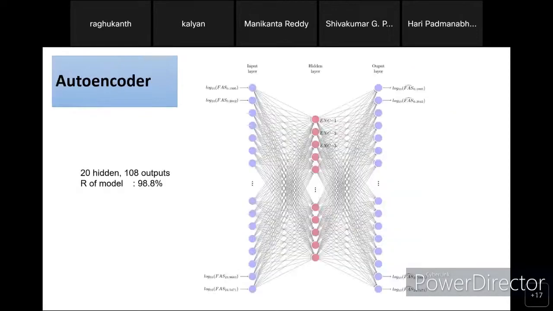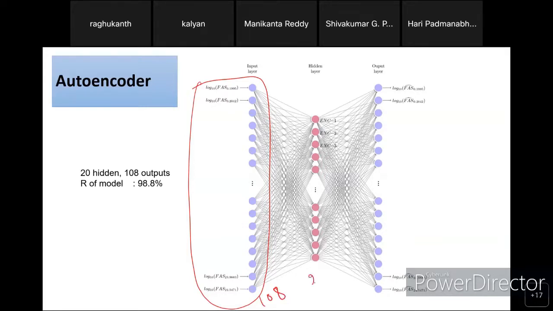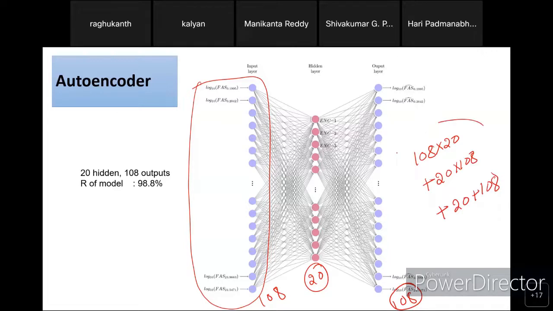Here also the concept is the same as the autoencoder. You take 108, this data was already there, so we have 108 dimensions. This 108 has to be reduced to small dimensions. This is our autoencoder. You can see this is 108 here, you have 20 hidden nodes, and then 108 again. So the number of unknowns is very high. It is something like 108 into 20 plus 20 into 108 plus biases, 20 plus 108. These many unknowns are there in the autoencoder.